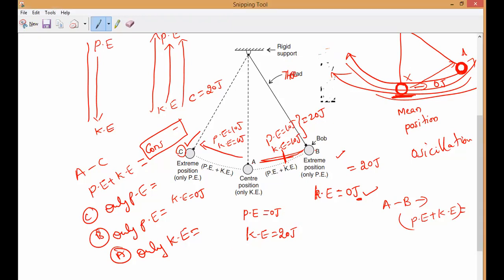What is the heading you kept for this? Conservation of energy with the help of a simple pendulum. That is what you have to write: Conservation of energy in a simple pendulum.